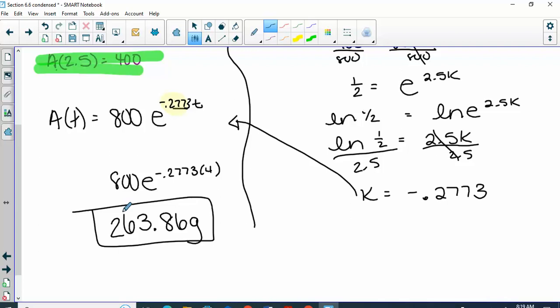Alright, so this was kind of a two-step problem. First, we had to figure out the constant so that we had an equation we could use. Then we actually had to calculate it. It will vary a little bit depending on how many decimal places you go to. If you took your k to 3 decimal places, you would have gotten like 264 point something. So just make sure you're showing your work so I know where your numbers are coming from, okay?